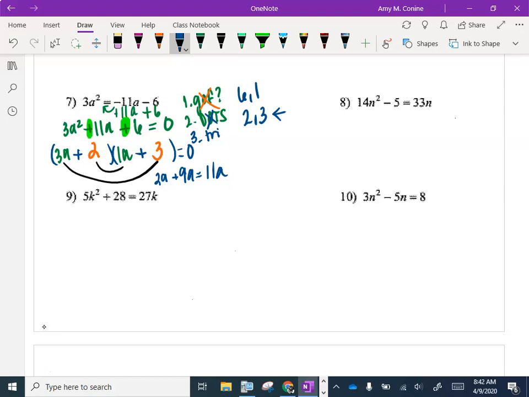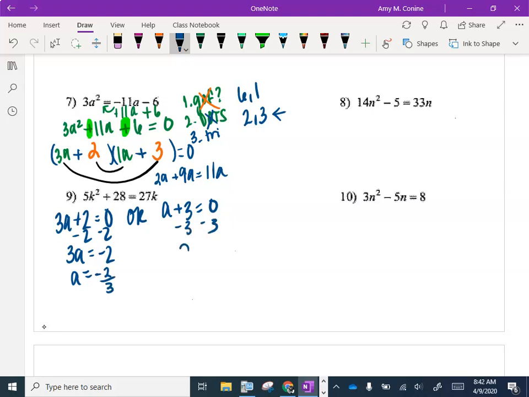So I'm going to go down into number 9. I would find more space somewhere else. So 3a plus 2 equals 0, and then a plus 3 equals 0. Remember, solving equations, that was algebra day 2. Moving over, we get a can equal 2/3, or a can equal -3. So that is all you would do for solving by factoring.